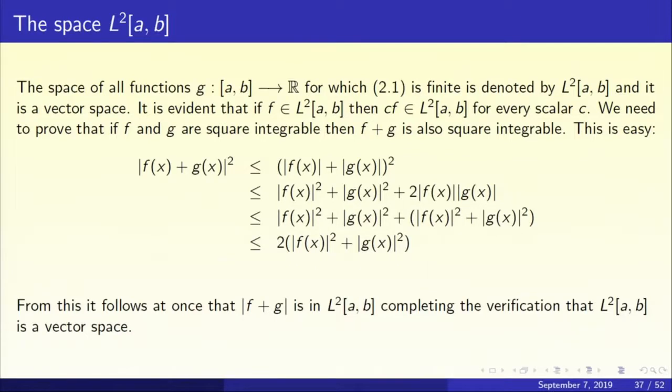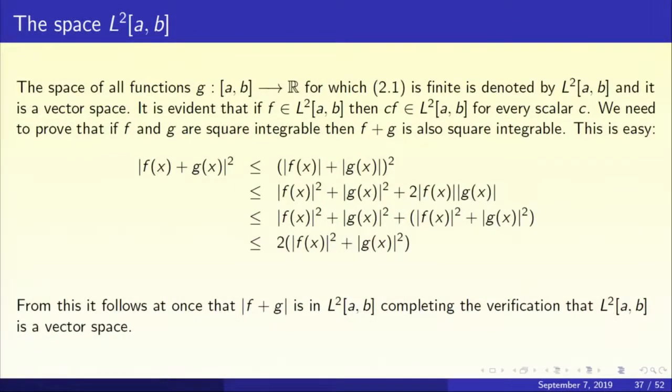And it is a vector space. How do you check it's a vector space? It should be closed under addition and multiplication by scalars. That it is closed under multiplication by scalars is quite evident, because if f is in L2, then c times f is also in L2. Namely, if f has finite norm, then c times f will also have finite norm. That part is pretty clear.